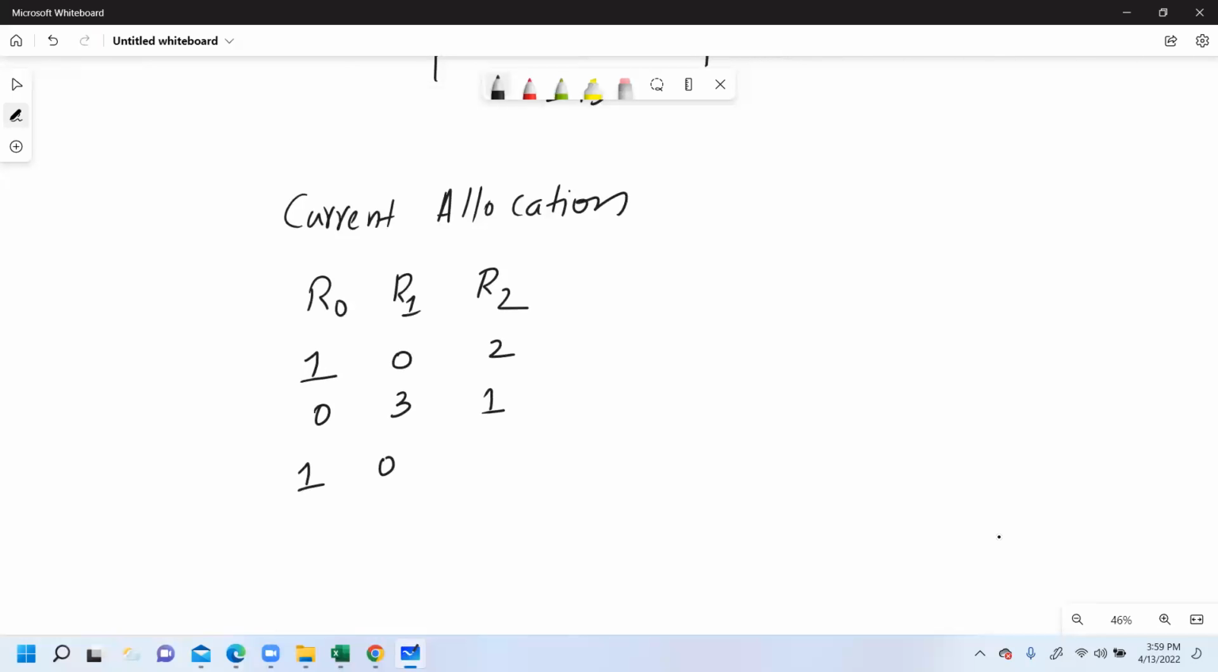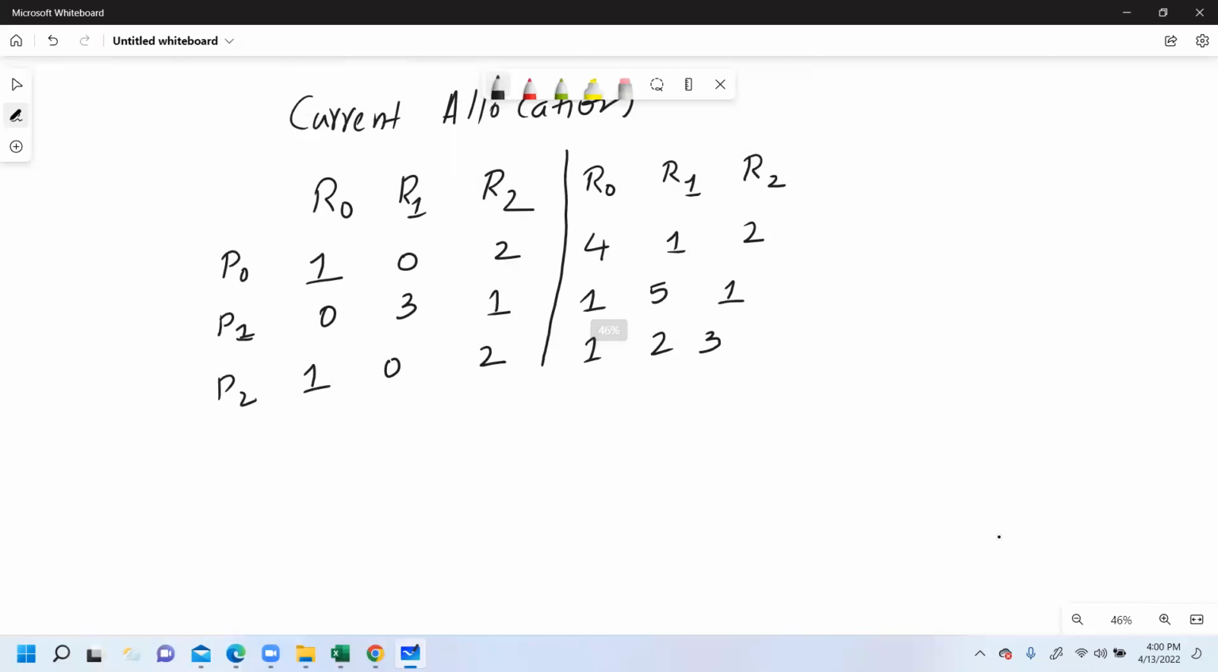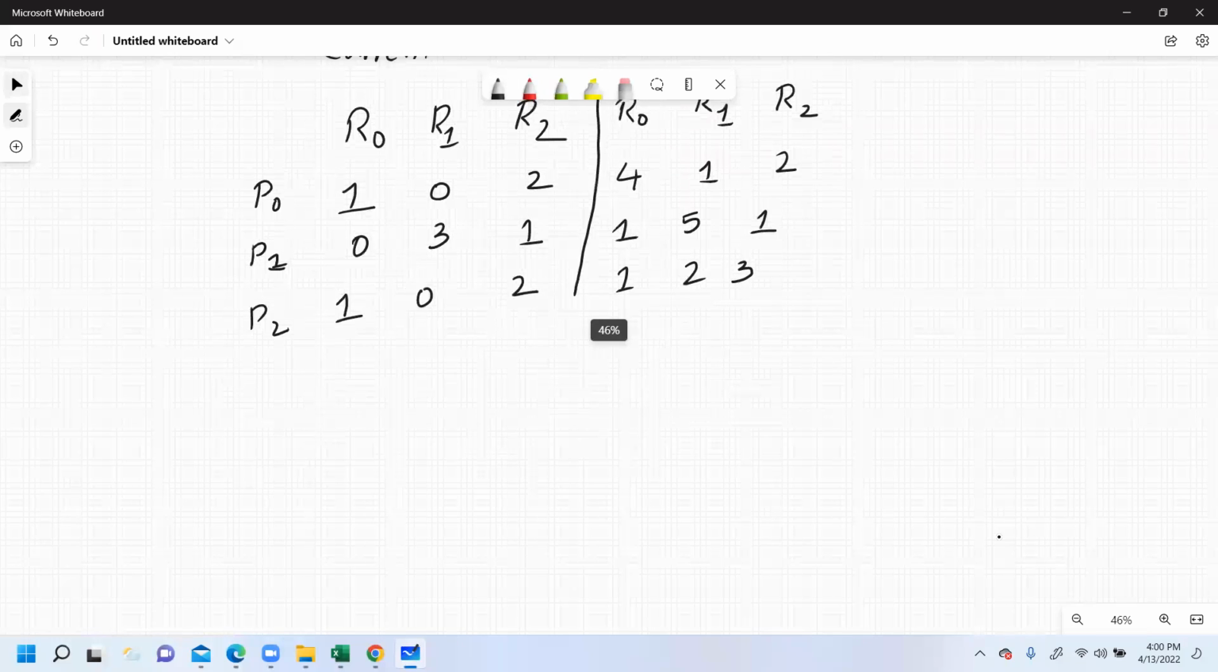This system is safe because we found one safe sequence. I told you that is one possible way of execution in which all the resource requirements for all the processes are met. That means that is a safe sequence. If we can find one safe sequence, that means the system is in the safe state. So this is a safe system.